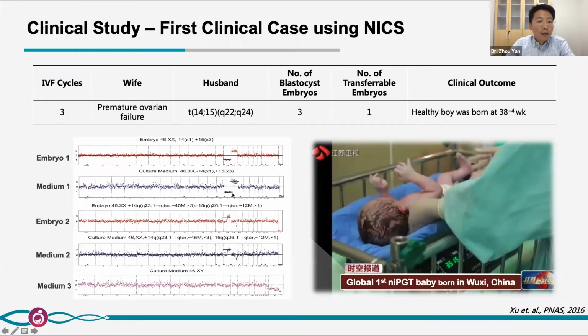indicating the accuracy of identification of these chromosome abnormalities inherited from the paternal origin. Also, the third sample is the actual embryo that was transplanted, a healthy 46XY euploid embryo, which delivered this lovely and healthy baby, as shown in the screenshots of a local TV news report.